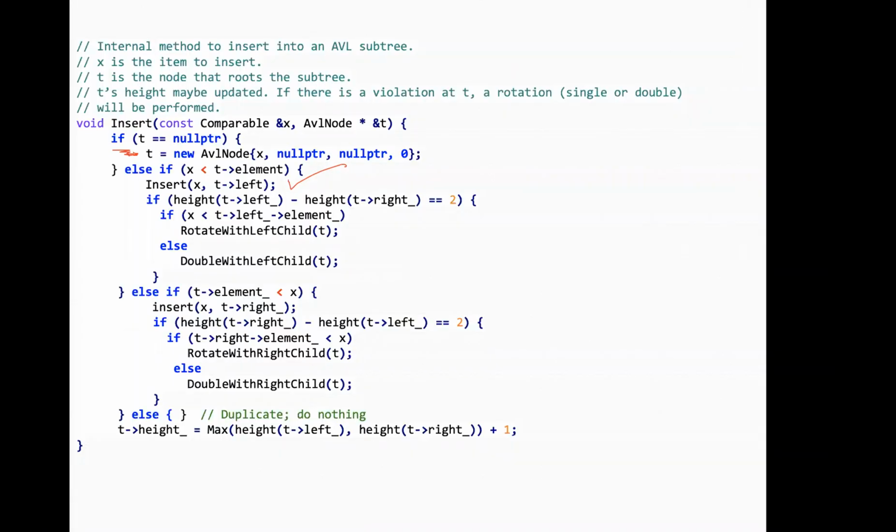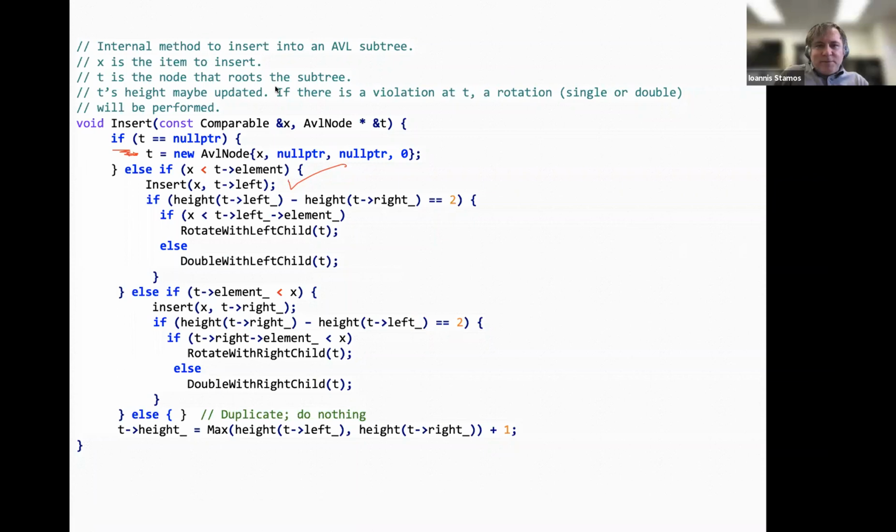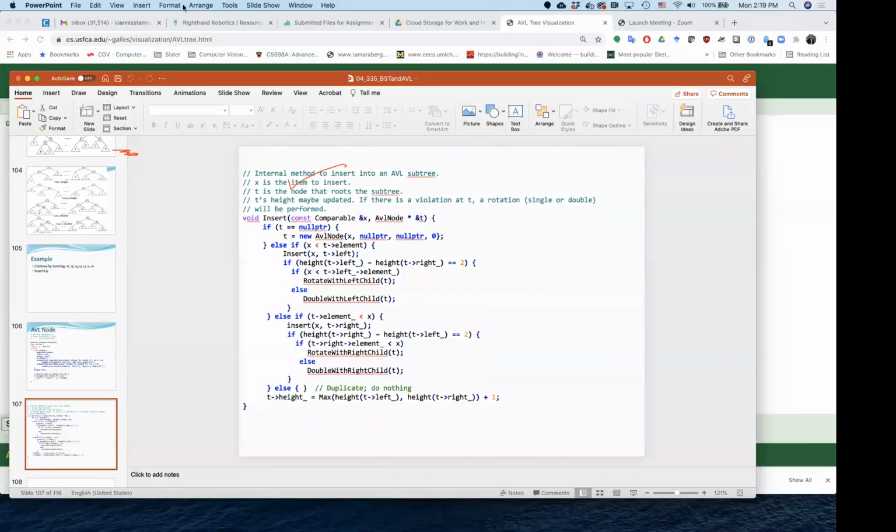Where is here? I'm sorry, I lost my pointer. Can you repeat that whole thing, why do we check if it's equal to 2?